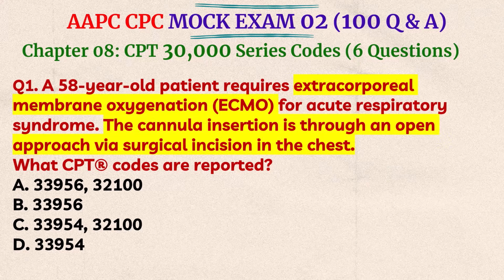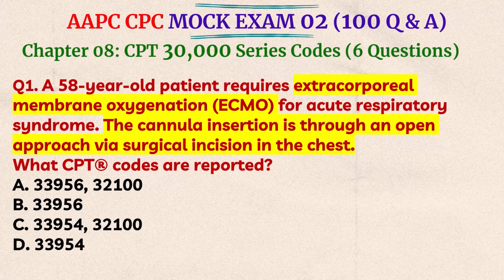So here you have to highlight this is the extracorporeal membrane oxygenation. The cannula incision is through an open approach via surgical incision in the chest. So when you look at the answer, all answers are adjacent answers. So you can use the elimination method for the exam purpose. But in real time, you can use the alphabetic index method.